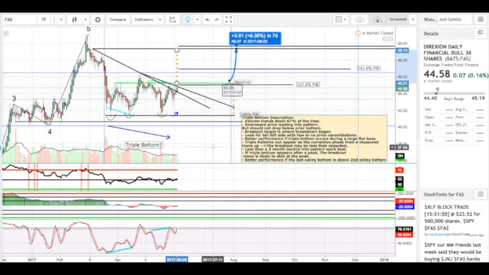If the triple bottom appears after a peak, the breakout move is likely to stall at the peak, which would go along with our previous understanding. And better performance if the last valley bottom is above the second valley bottom. Right now, I would say that these are equal valley bottoms right here, and so that one would not hold true. However, every single other pattern description is legitimate.